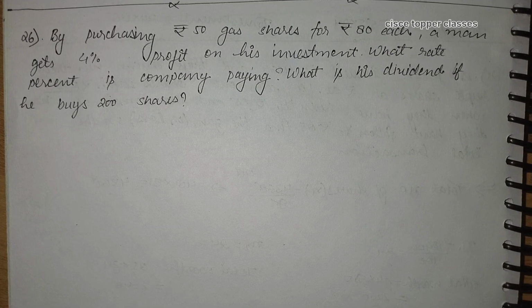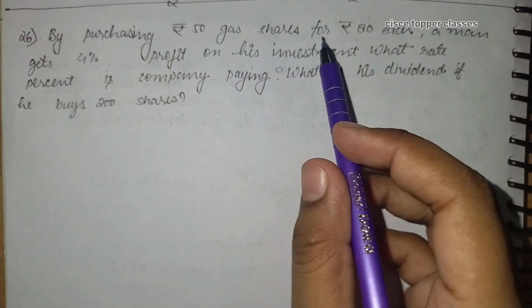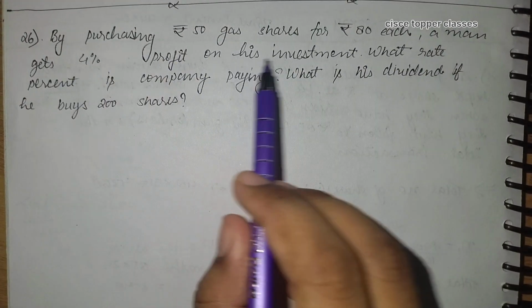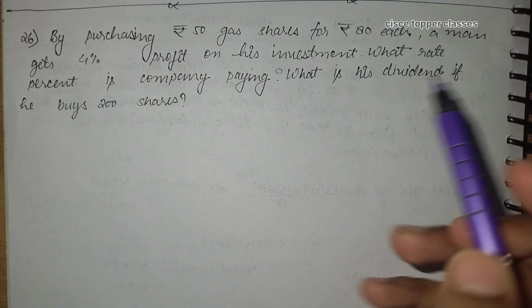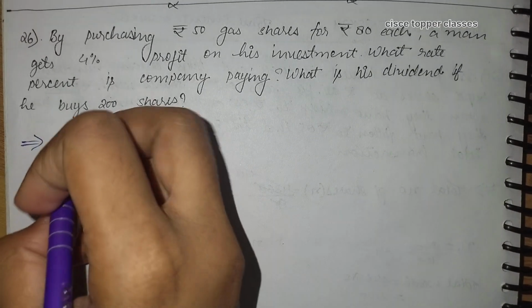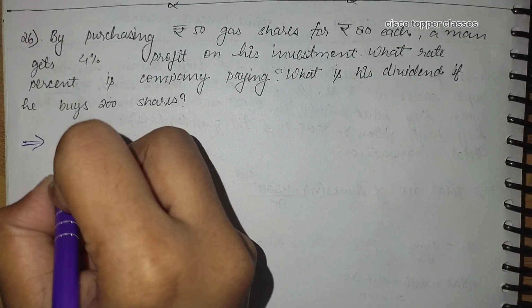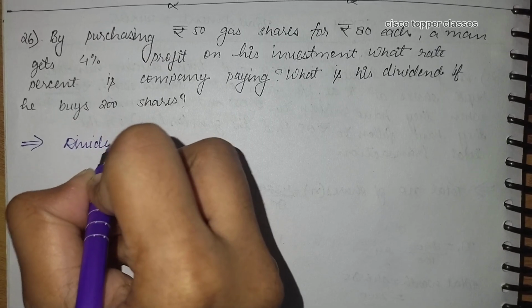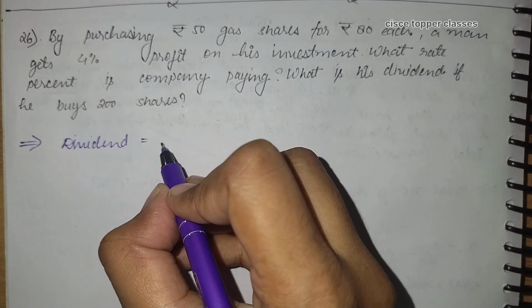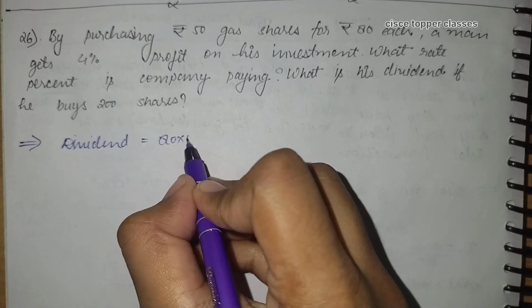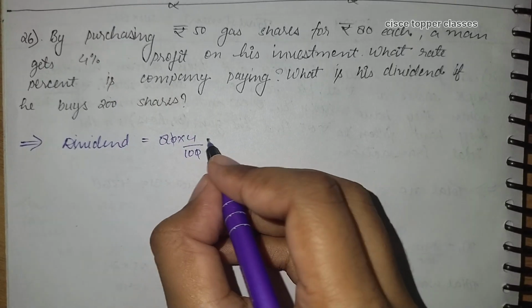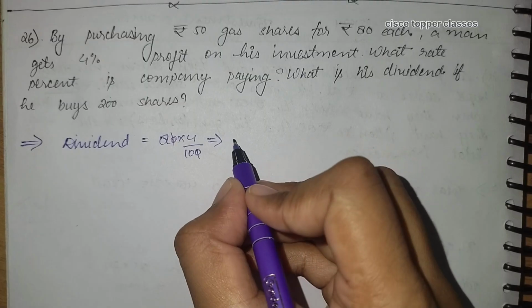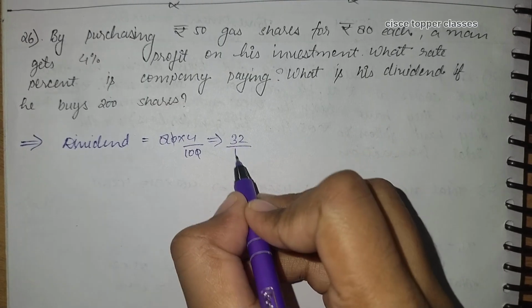By purchasing 50 rupees gas shares for rupees 80 each, a man gets 4% profit on his investment. What rate percent is the company paying, and what is his dividend if he buys 200 shares? Firstly, the dividend on one share: 4% of 80 we can find, so 4 by 100 is the profit he is getting on the value. On finding, this will be 8 into 4, 32 by 10.